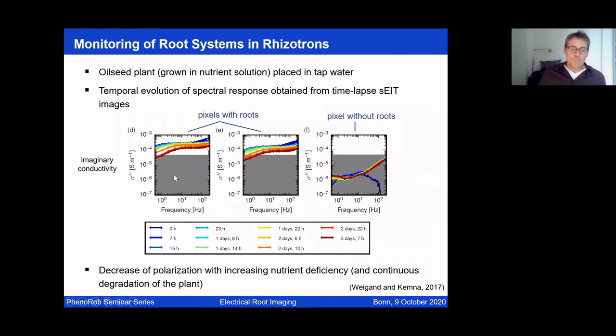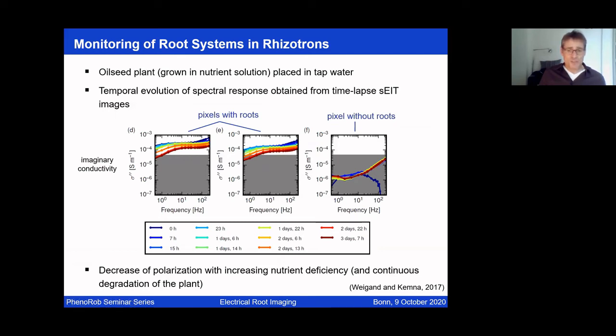Now, if we look at selected pixels, really at the full spectrum, and in this case, for the same experiment now over time, in a monitoring mode, we see here 2 pixels which are taken from the root zone, so where roots were present. And here's 1 pixel for comparison from the lower zone without roots, so just tap water. And then gray basically indicating where we run into measurement accuracy issues. Yeah? So we see that basically here we think it's quite reliably measured. And here we see clearly the root response, which now from blue to red fades away over time. And this actually goes along with the continuous degradation of the plant.